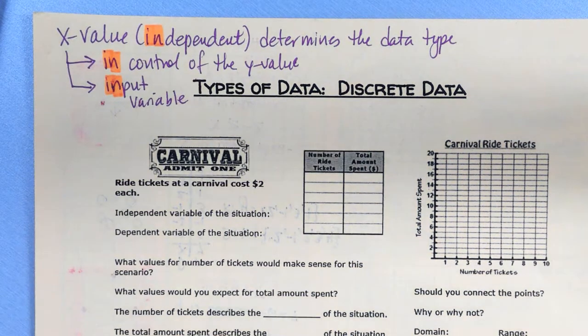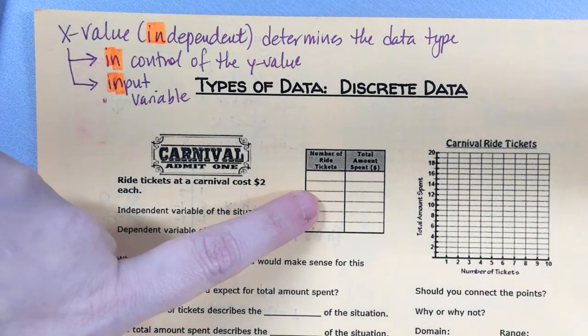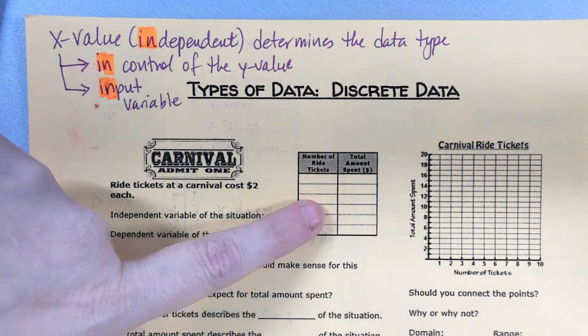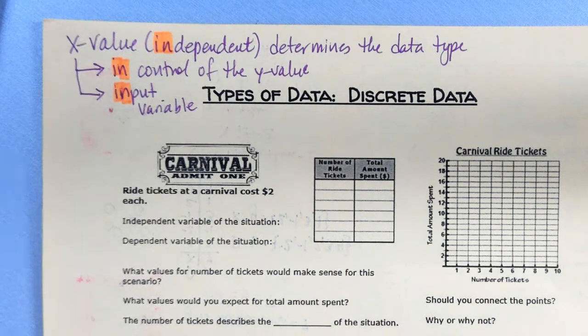That's a good way to remember which one independent is. Independent is input, it's my x, it's in control. So if I can connect input and x, I'm always going to be able to figure out which one's independent. Okay? So why does the independent variable control the y value?